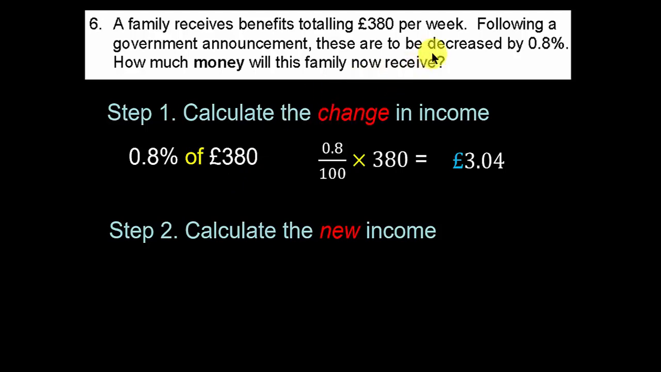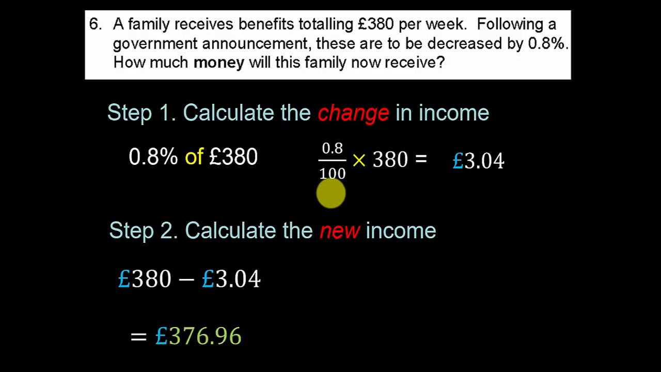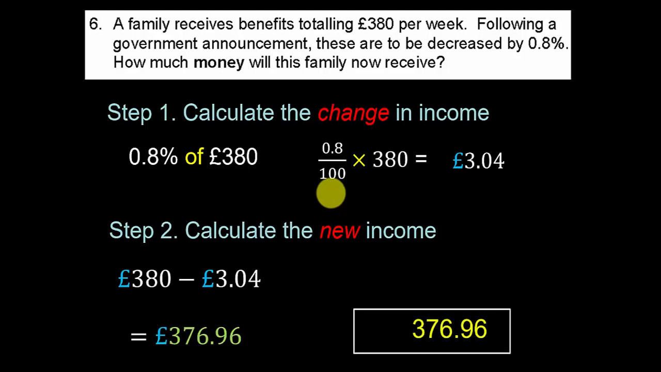The final step is to work out the new income. I always go back to the question and work out, have they given us an increase or a decrease? In this case it was a decrease, so I must take that £3.04 away from £380. So 380 take away 3.04 equals 376.96. Pop that into the answer box, and my units, my label, is in this case the pound sign.